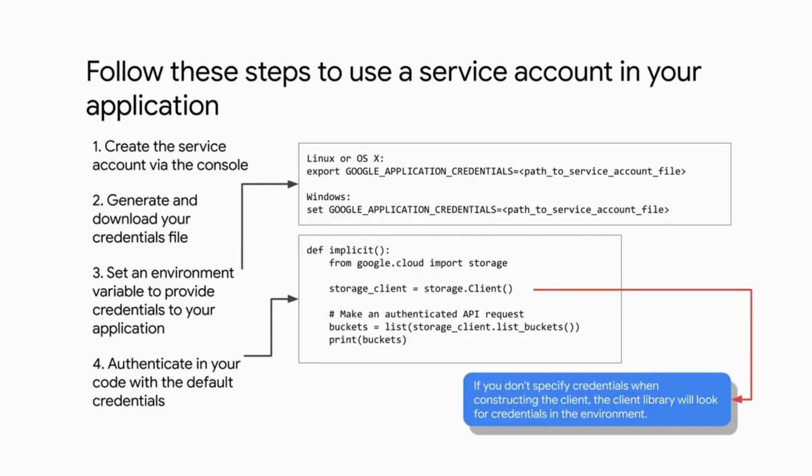To use a service account in your application, first create the service account via the console. You then generate and download your credentials file, and then you can set an environment variable with the path to your downloaded credentials. The example shows commands to set the environment variable in Linux, OS X, and Windows. You can then make an authenticated API request in your code. The example code is in Python and shows that if you don't explicitly specify credentials when constructing a client, the client library will look for credentials in the environment.